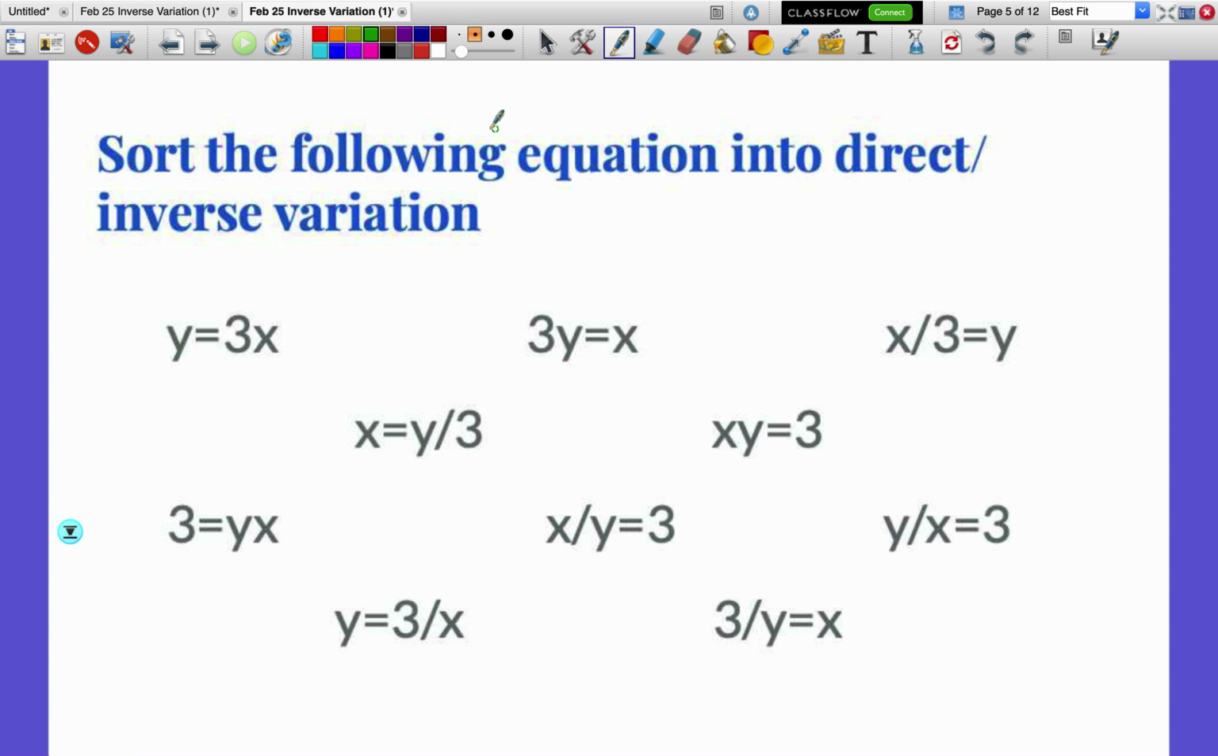So if they can be changed into y equals kx, that's going to be direct. And if they can be changed into xy equals k, that's going to be inverse.